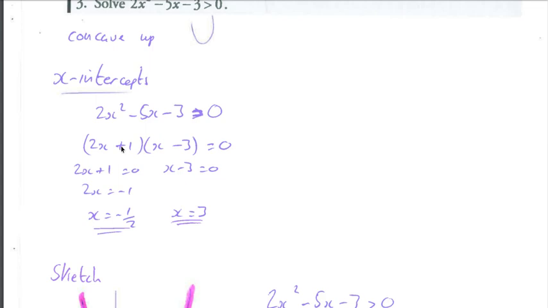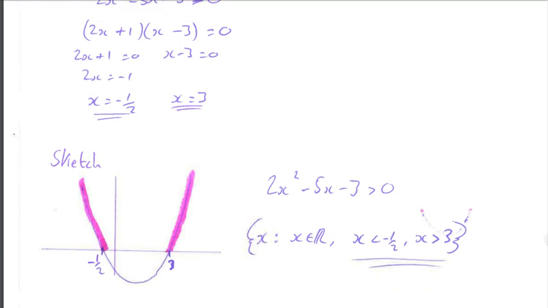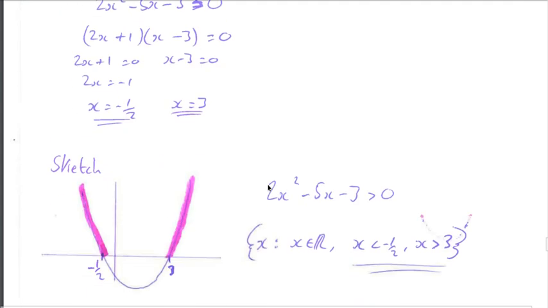And then what do we do? We solve each bracket to equal 0 to get the roots, to get the x-intercepts. So x equals negative 1/2 and x equals 3. So we have a concave up, a smiley face parabola, crossing at negative 1/2 and at 3. Now what we're looking for is when this curve is greater than 0. We are looking for when this curve has a positive value.